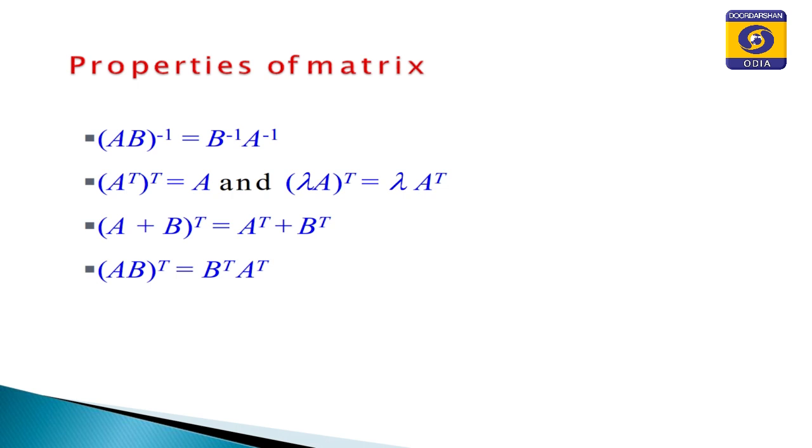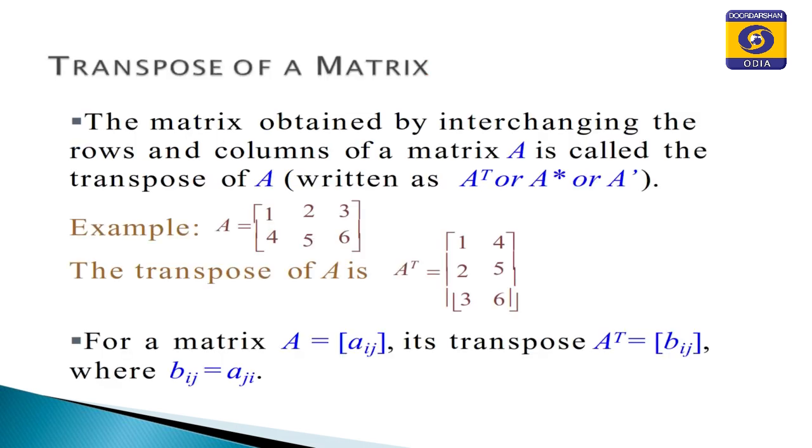Transpose of a transpose of matrix A is equal to A itself. Similarly, (lambda times A) transpose becomes lambda times A transpose. (A plus B) transpose becomes A transpose plus B transpose. (AB) transpose becomes B transpose and A transpose, where we define the transpose of a matrix.